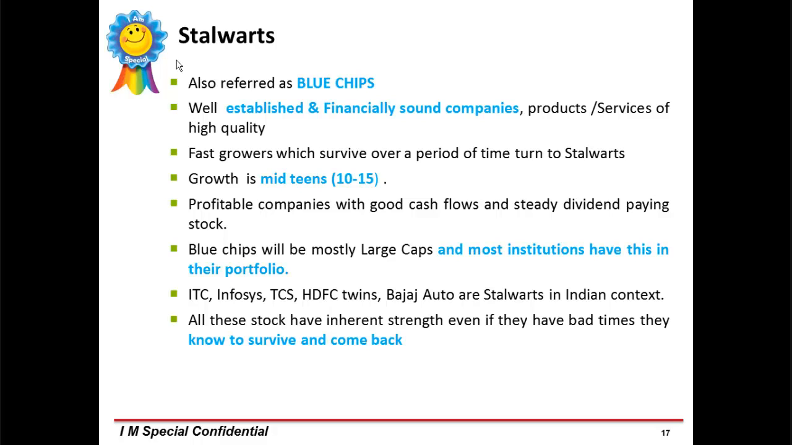Fast growers which survive over a period of time can turn into stalwarts. Growth in these companies is generally in the mid-teens, but in developing countries like India, it can be 20% plus. Companies like HDFC, TCS are still growing 20% plus. When I say growth, I generally refer to profit growth. These companies are profitable with good cash flow, and generally they pay dividends. As I said earlier, blue chips will be mostly large-cap companies, and most institutions have these in their portfolio.